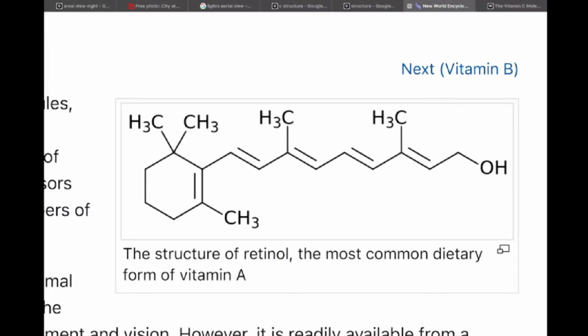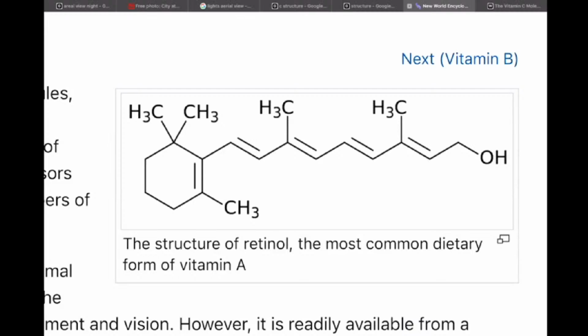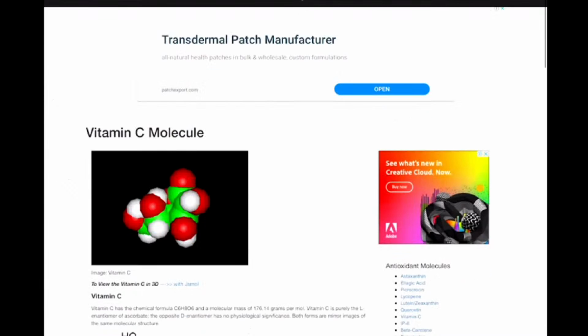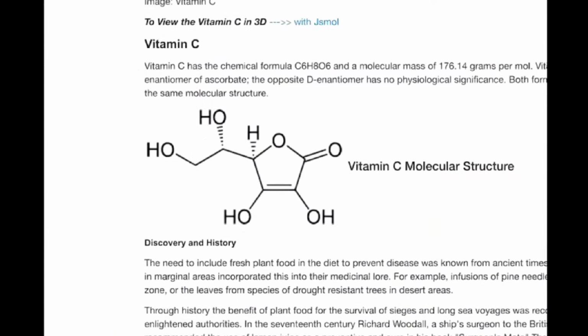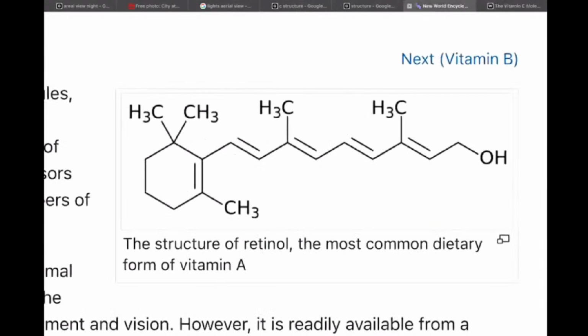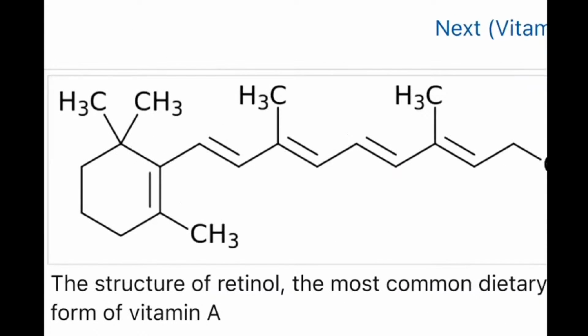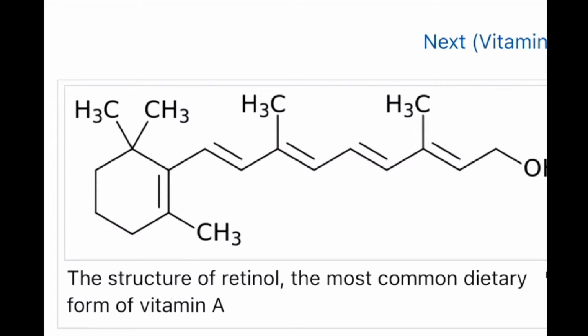That's why this retinol or vitamin A is called a lipid soluble vitamin. It will dissolve in lipids or oils. It will not dissolve in water. Whereas vitamin C is called a water soluble vitamin. This is a water soluble vitamin. And vitamin A is what? Lipid soluble vitamin. Now there is one thing you need to understand here.